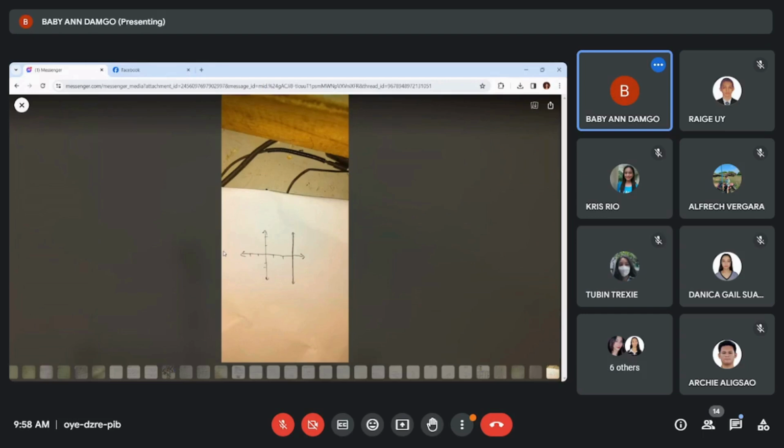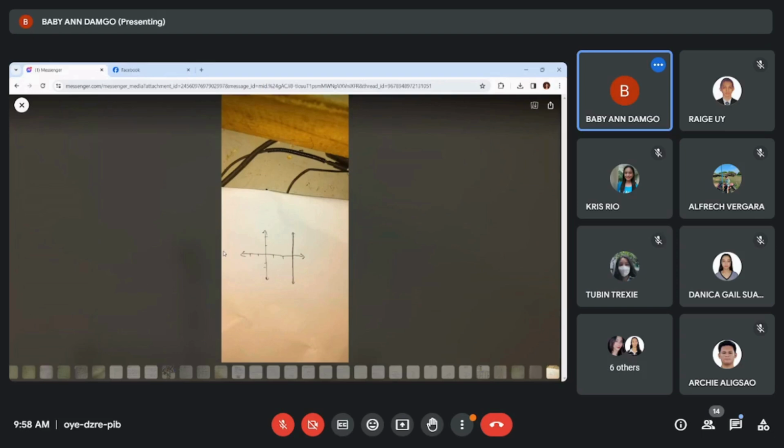So, for Abigail, okay, it's correct. Oy. For oy, butangi ha, o kaning gagmay nga line para ma-determine siya. And then, for meme, it's also correct. Okay?